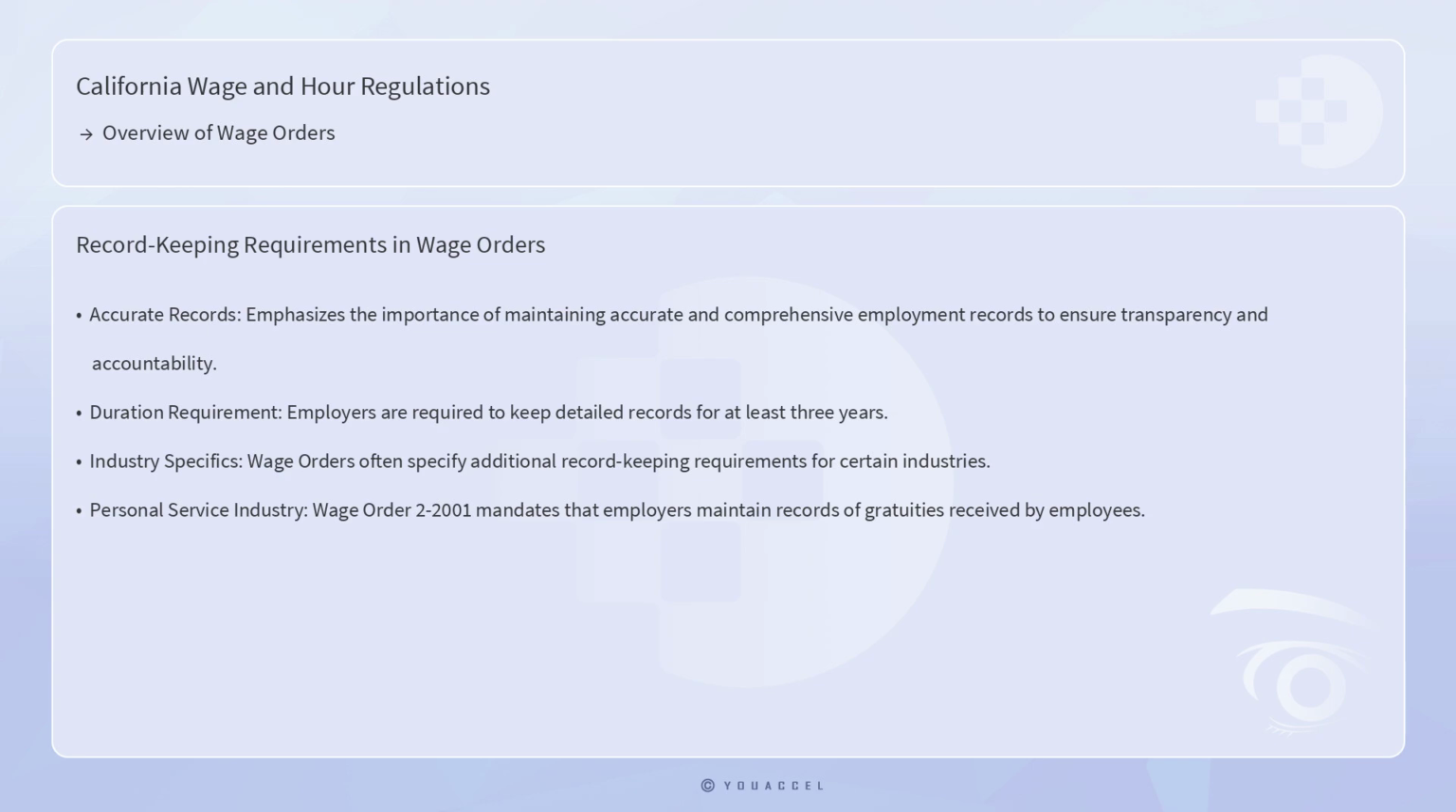Wage orders often specify additional record-keeping requirements for certain industries. For example, Wage Order 2-2001, which pertains to the personal service industry, mandates that employers maintain records of gratuities received by employees, ensuring that tips are distributed fairly.